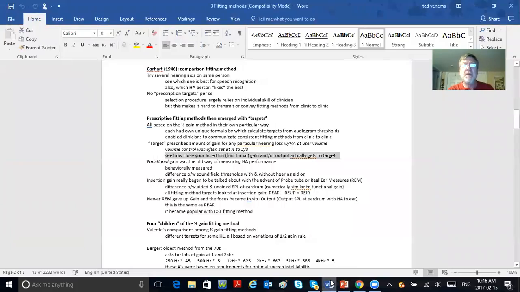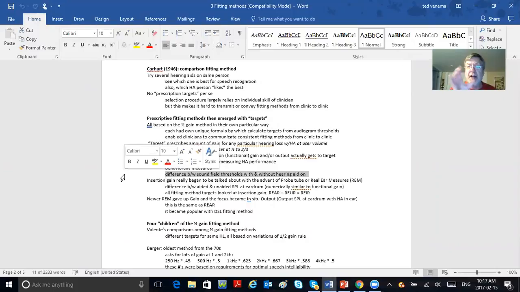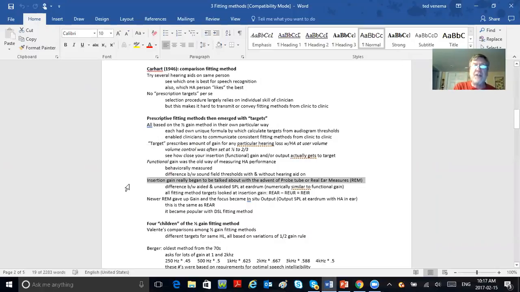Back to the notes. Functional gain was the old way, behaviorally measured, the difference between sound field thresholds with and without a hearing aid, or the difference between unaided thresholds with a headphone and aided thresholds in a sound field. Insertion gain emerged with real ear. Sometimes real ear is called probe tube measures. And the difference between aided and unaided SPL at the eardrum would be, for any particular formula or fitting method, numerically the same as in functional gain. Okay, it's not that the fitting method didn't change, just the method in which you verified it did.